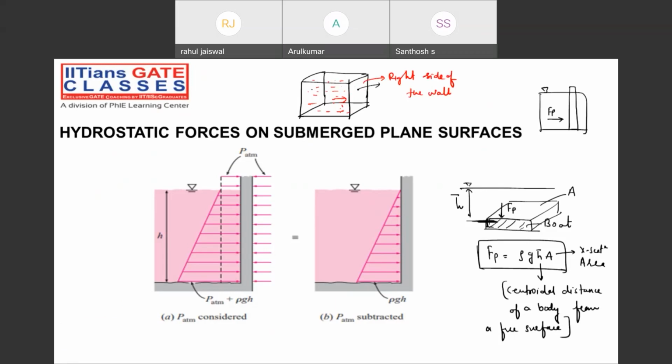This is the right side of the wall, and the pressure force is going to exert something like this. Now tell me, we are observing liquid pressure force, but do we need to consider any atmospheric pressure force? Tell me, guys. Do we need to consider any atmospheric pressure force apart from the liquid force? Yes.